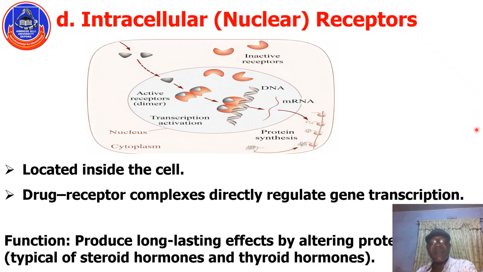The intracellular or nuclear receptors. Now, these receptors are located inside the cell, cytoplasm or nucleus, and bind lipid-soluble ligands such as steroid and thyroid hormones. Because these hormones are lipophilic, they diffuse freely across the cell membrane. After binding, the drug receptor complex moves into the nucleus and attaches to specific DNA sequences called hormone response elements. This interaction regulates gene transcription, leading to the synthesis of a new protein.